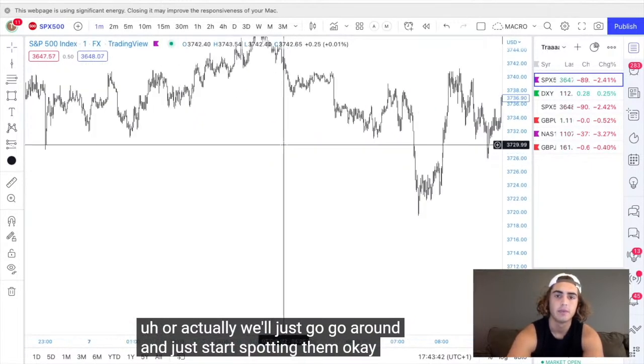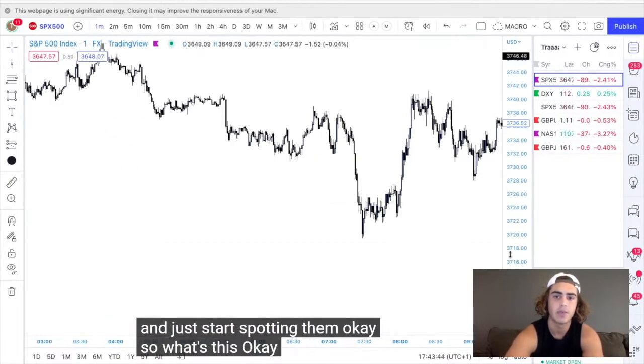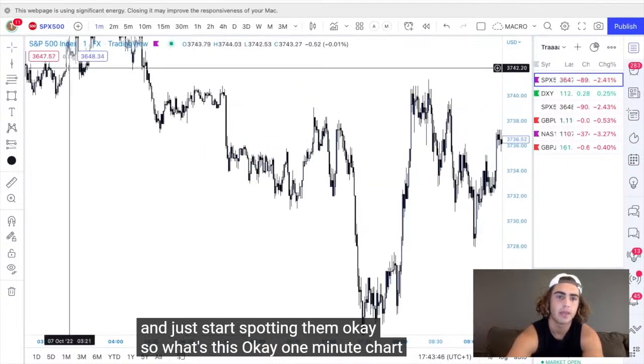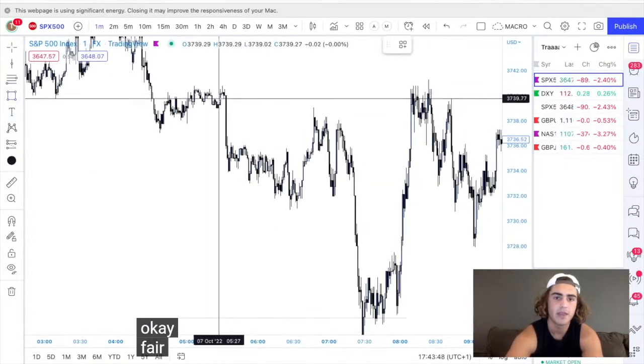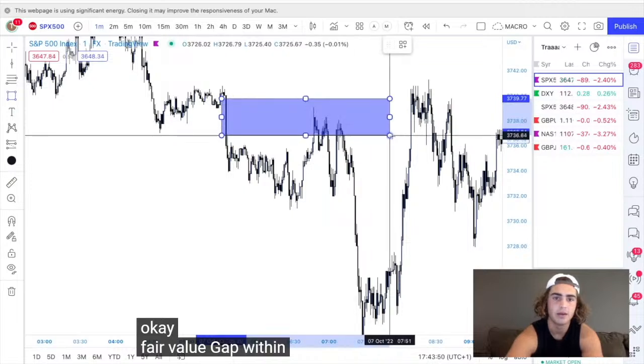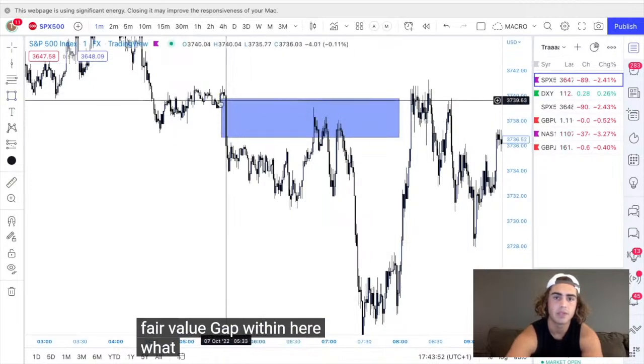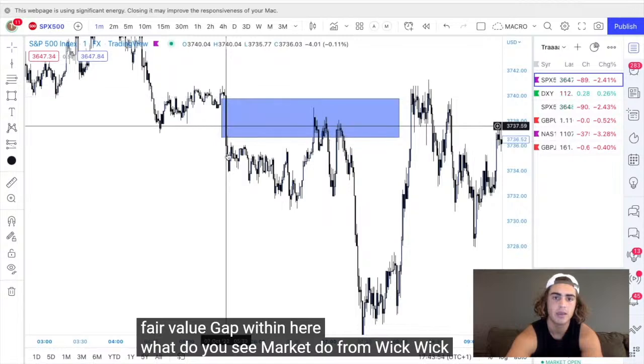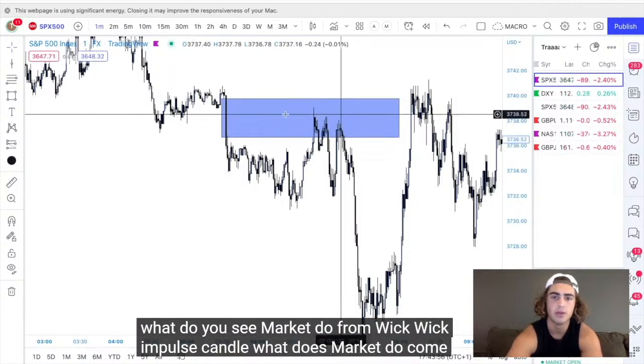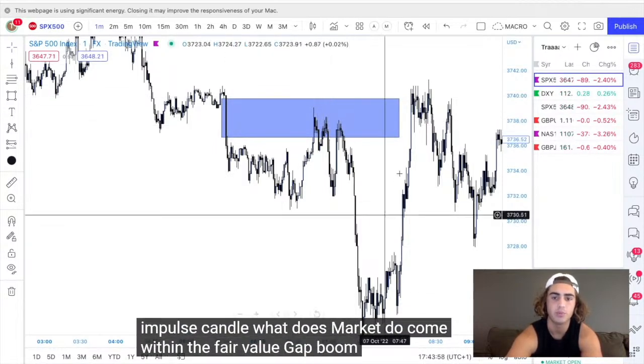Okay. So what's this? Okay, 1 minute chart. Fair value gap within here. What do you see market do? From wick, impulse candle, what does market do? Come within the fair value gap, boom, sell off.